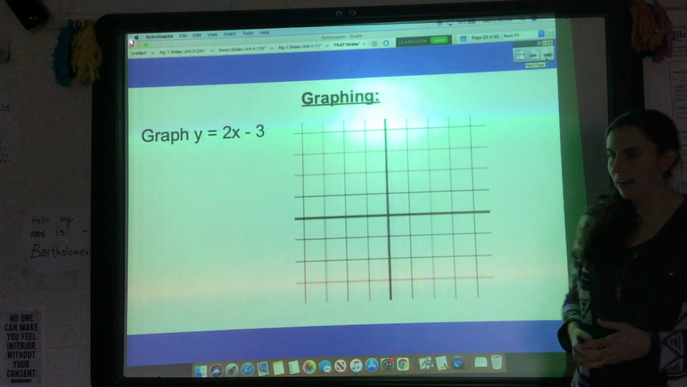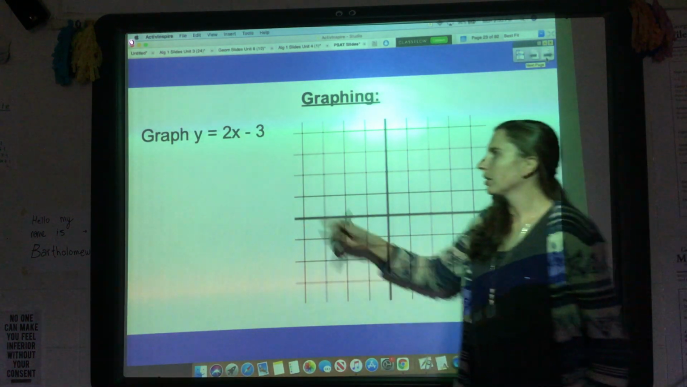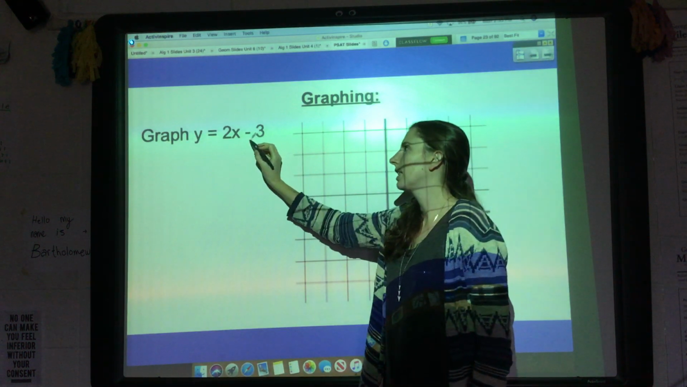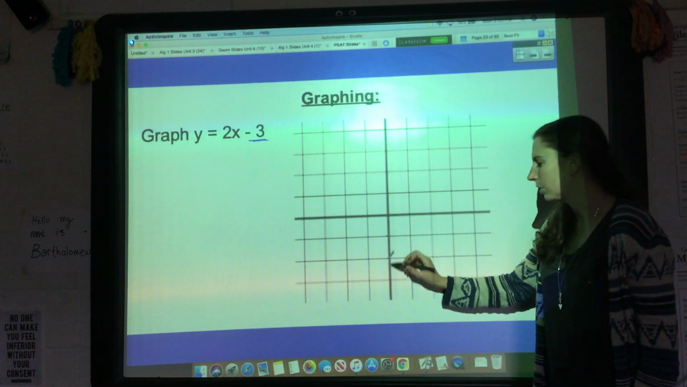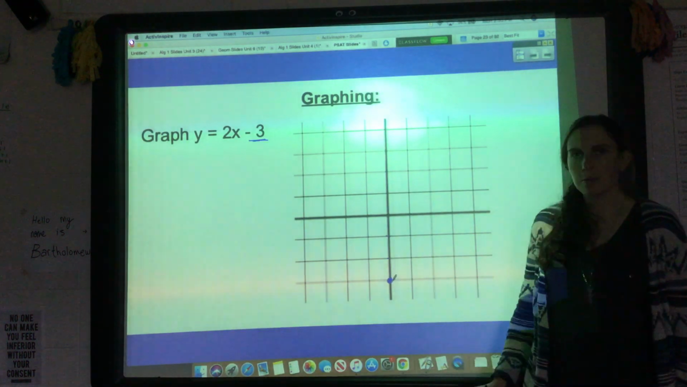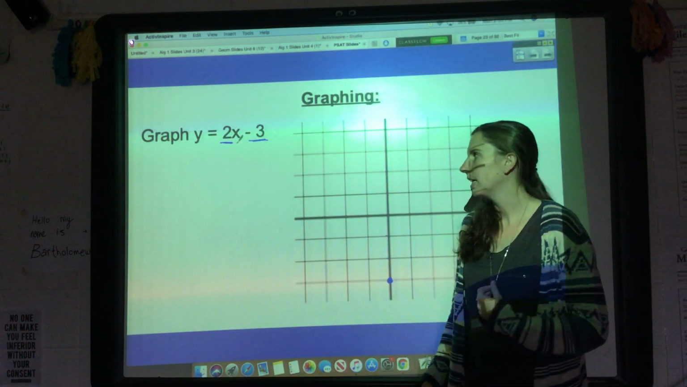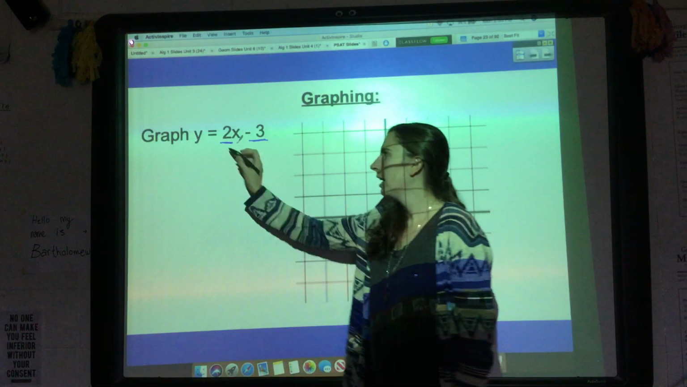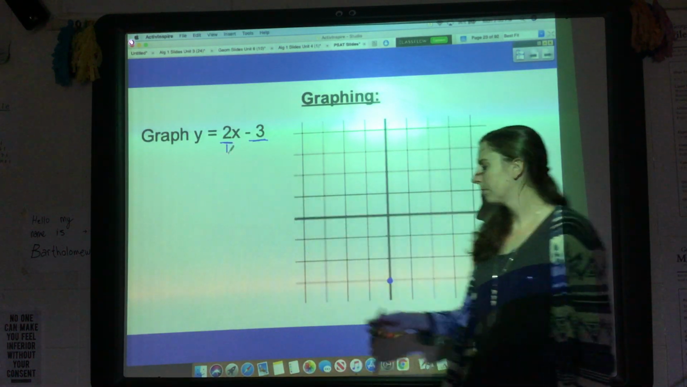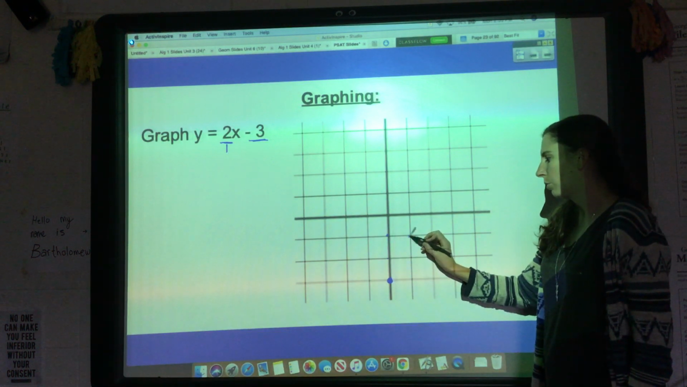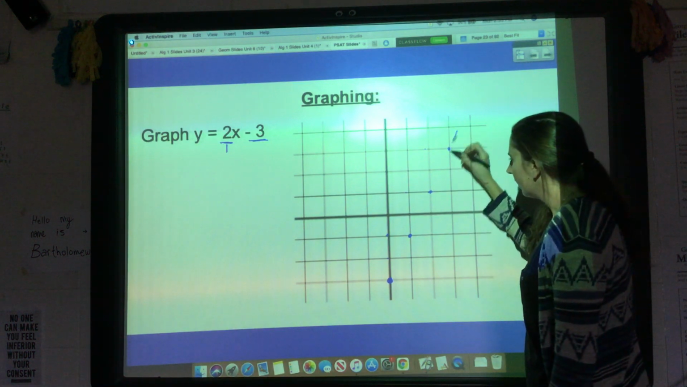Okay, let's move on to graphing. Just a quick refresher on this. Remember, when you're graphing a line, start at the y-intercept, which is the constant on the end by itself. That's your starting point, negative 3. Then the number in front of the x gives you your slope, the rise over the run. In this particular case, we could think of 2 as 2 over 1. So we're going to rise 2, run 1. Up 2 over 1. And there is my line.